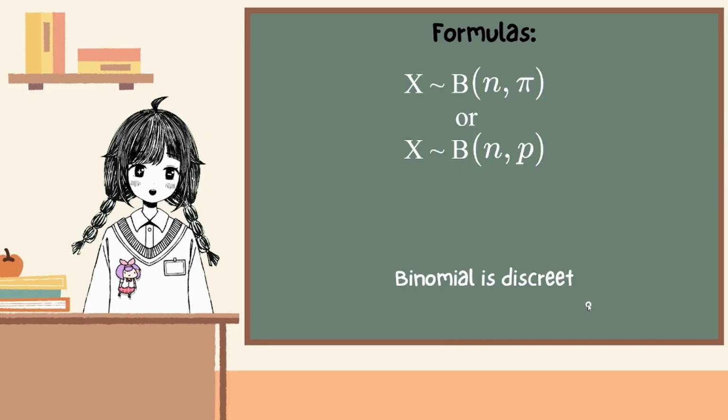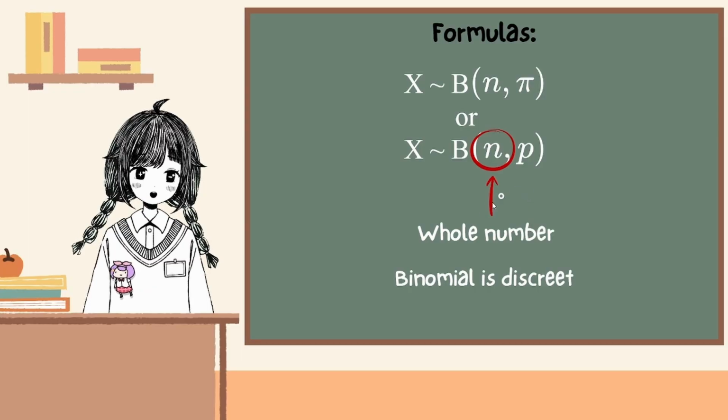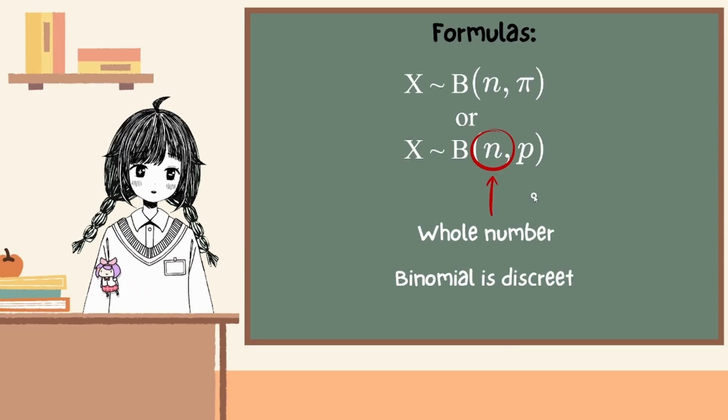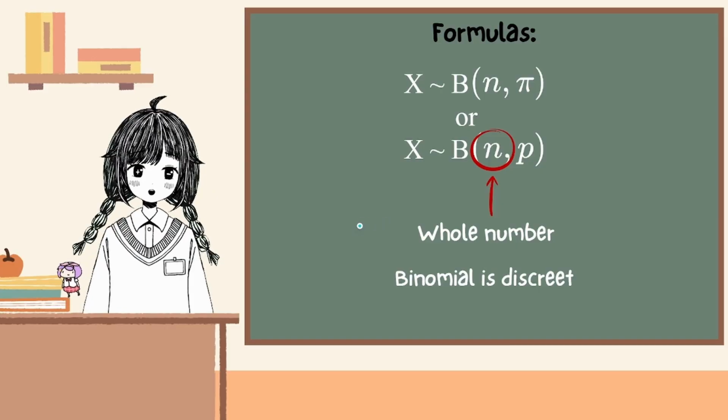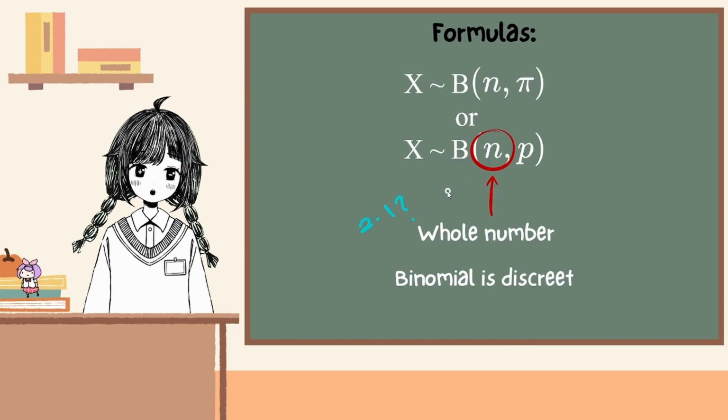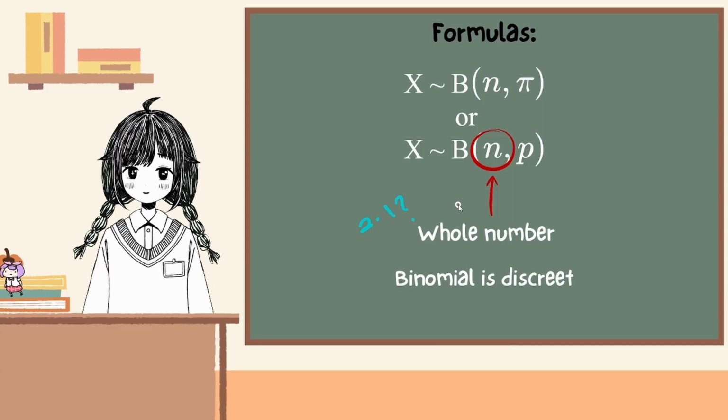I forgot to mention that binomial is discrete. Since it is discrete, that means n is a whole number. So there will be no such question as, let's say, 2.1. At that point, it will be a different distribution that you will have to use.